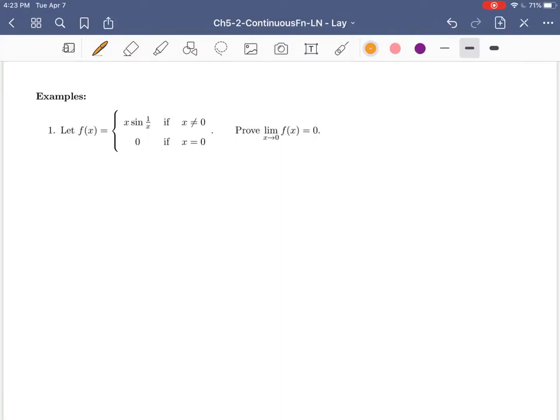Let's take a look at an example dealing with continuity. So our example is this. Let f of x be defined in this way, right? So it's x times sine of 1 over x whenever our value of x is not 0, and then it's 0 whenever the value of x is equal to 0. We want to prove that the limit as x approaches 0 of the function, that limit, is equal to 0.